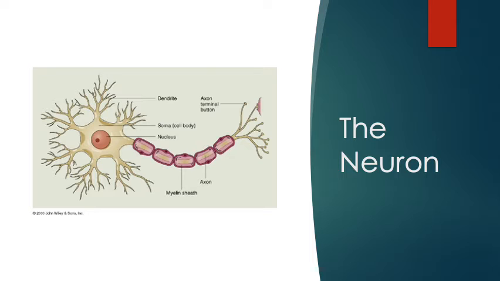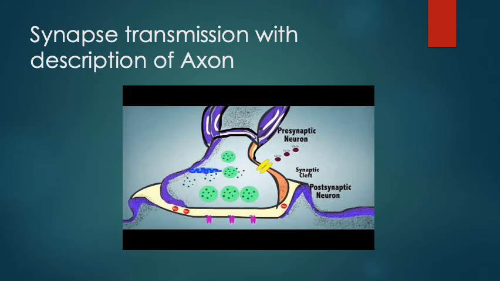You can see on here also the myelin sheath. The myelin sheath is what is affected in multiple sclerosis. So this is important that it's here so that the nerve impulses are able to transfer.